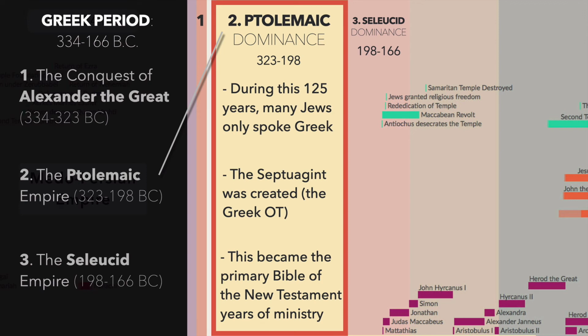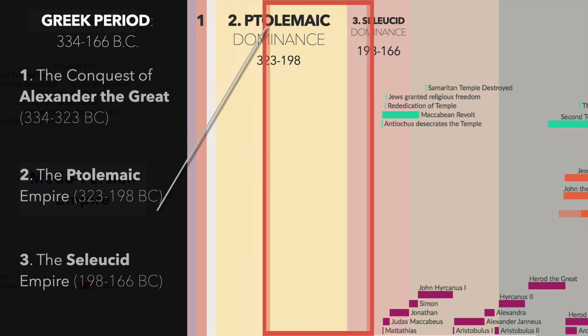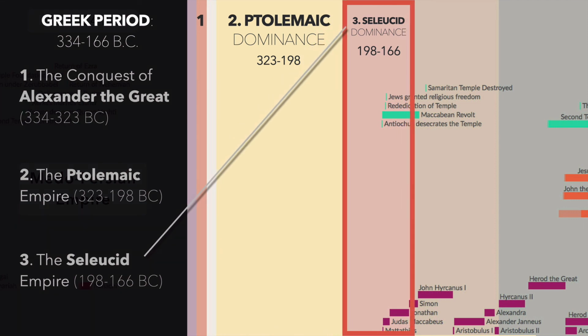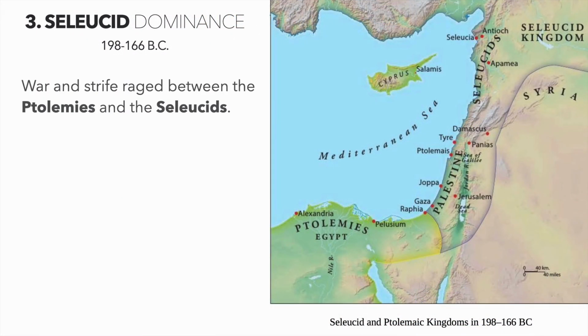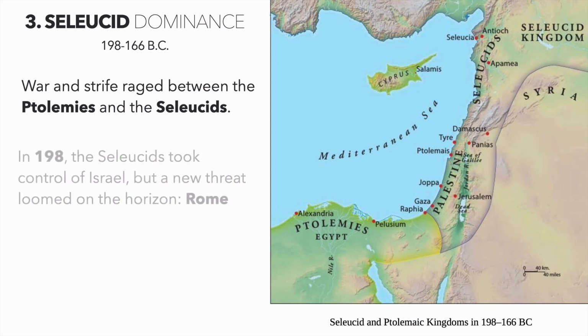Now we talked about the Ptolemaic Empire, but eventually the Seleucid Empire overtook the Ptolemies. So during this time, the Seleucids and the Ptolemies were constantly battling, but in 198, the Seleucids took dominance over Israel. So let's look at this period briefly. If we look at the map again, we can see right there again that Israel is caught between the Ptolemies and the Seleucids. War and strife constantly raged between them. But in 198, the Seleucids finally took control over Israel.